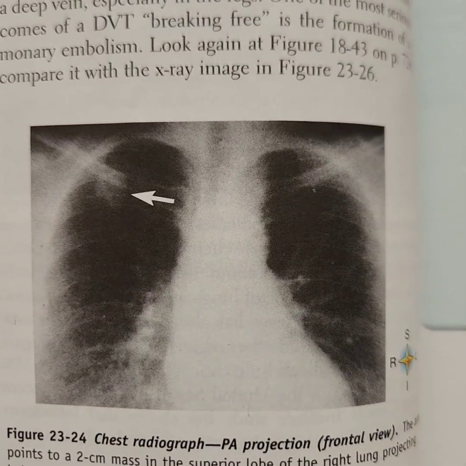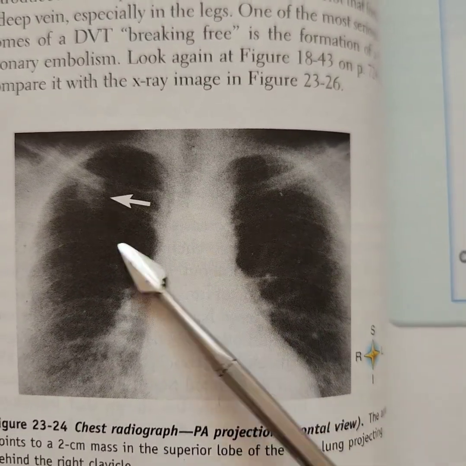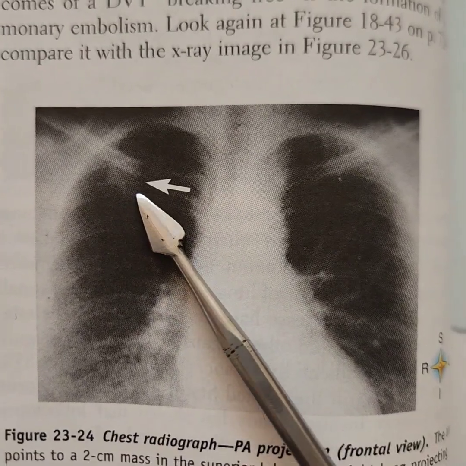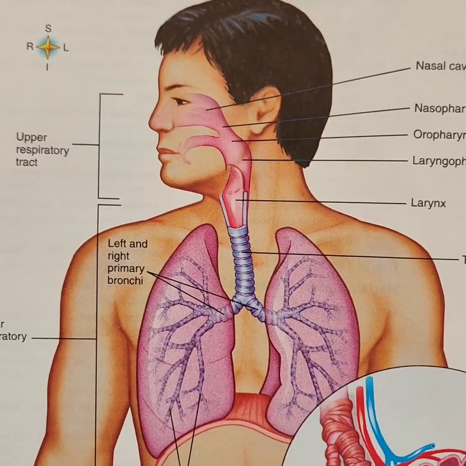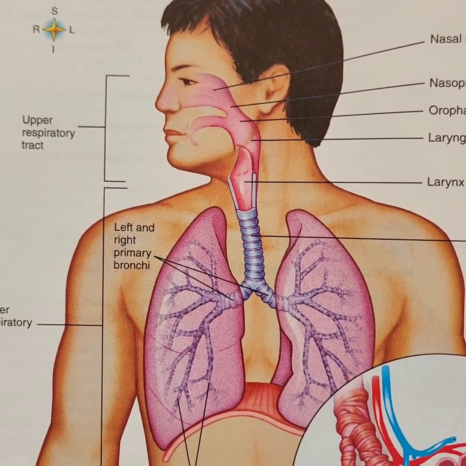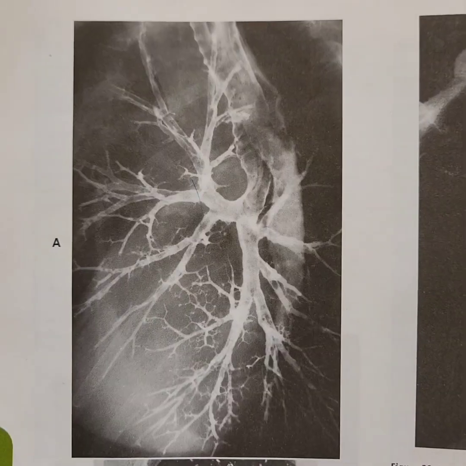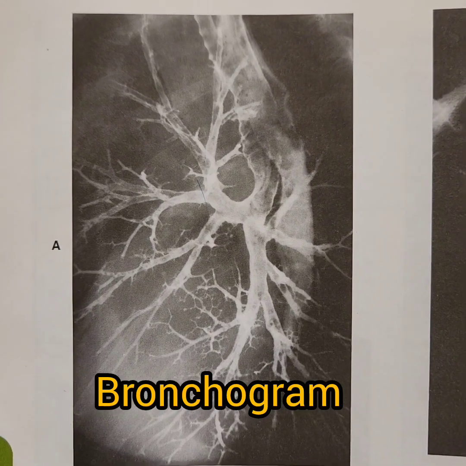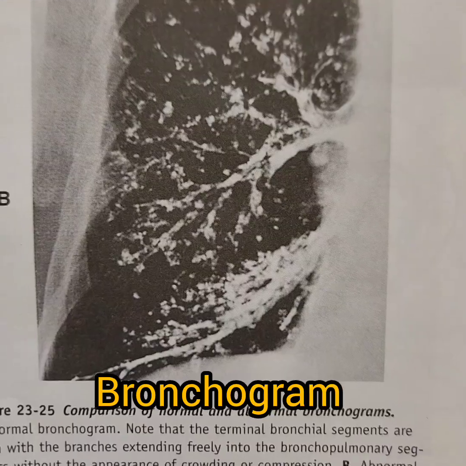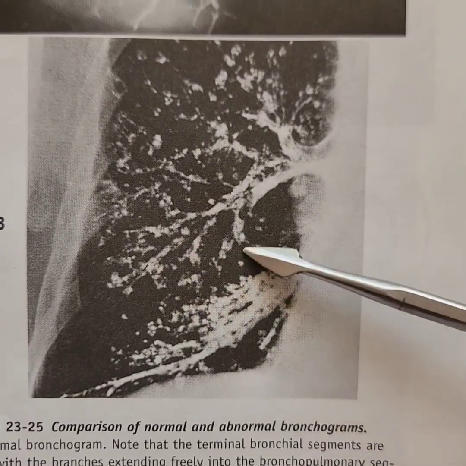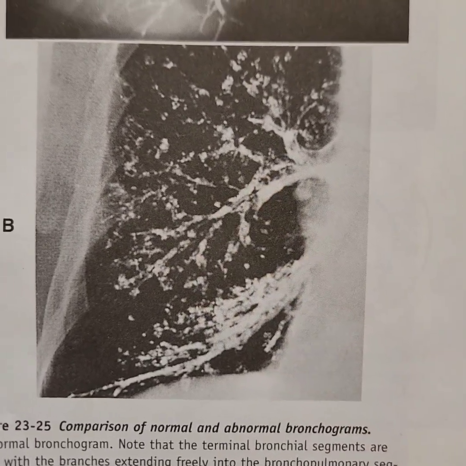This is the radiograph of the chest showing cardiac shadow, lung fields and clavicle, and we can see a mass in the upper lobe of the lung here. When radio-opaque materials are instilled into the airway to take a radiograph, the pattern of bronchioles can be visualized. This is called a bronchogram. This is a normal bronchogram. This is an abnormal bronchogram, where we see multiple patchy spots because of partial lumen blockage.